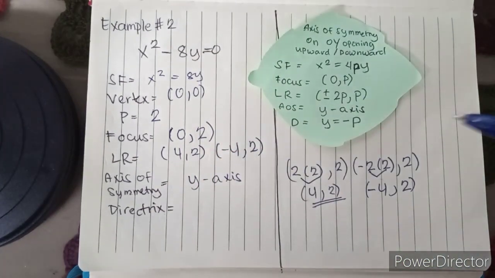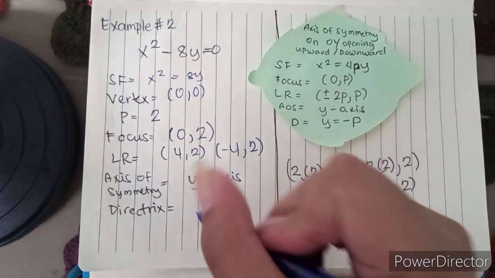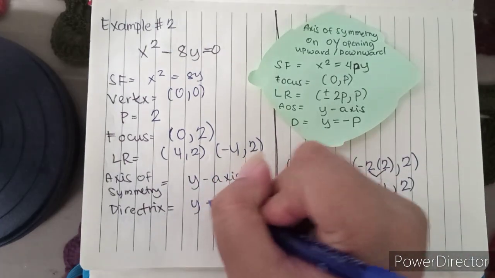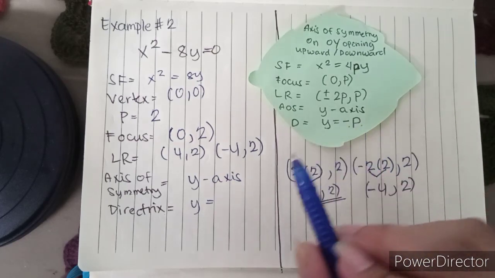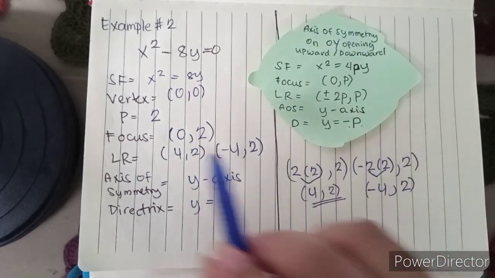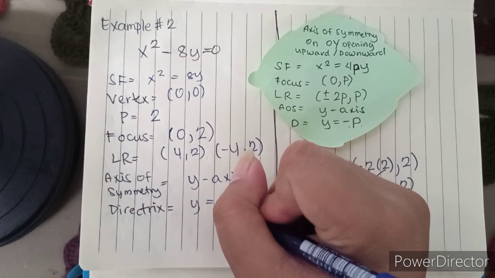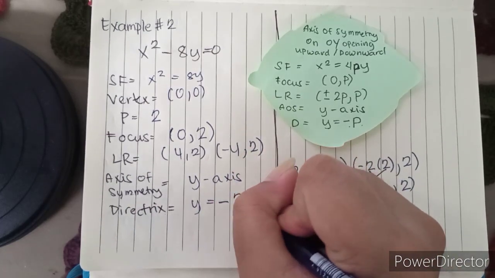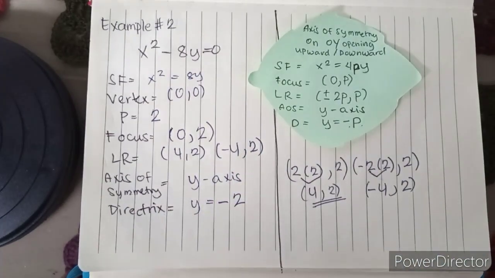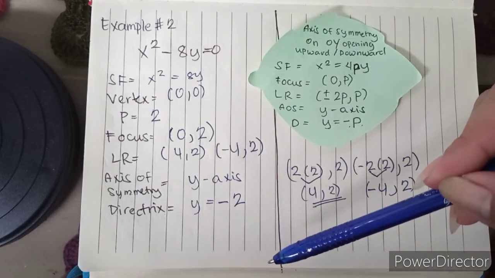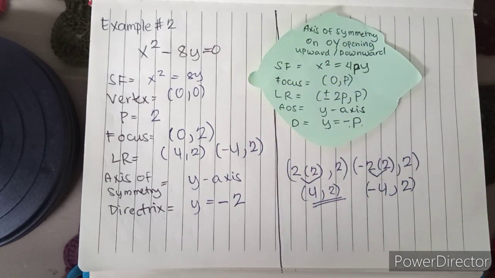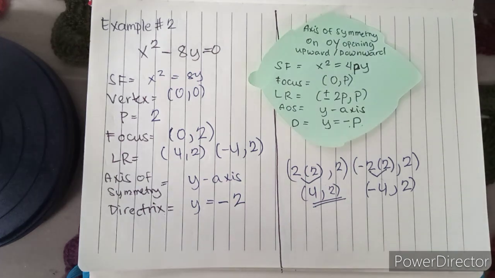And for our directrix, we have y is equal to negative p. So, substitute lang natin yung value ng p natin, which is 2. So, we have negative 2. So, this is our answer na po. Nasundan po ba? Okay, very good.